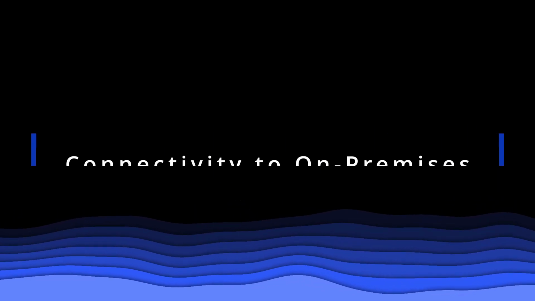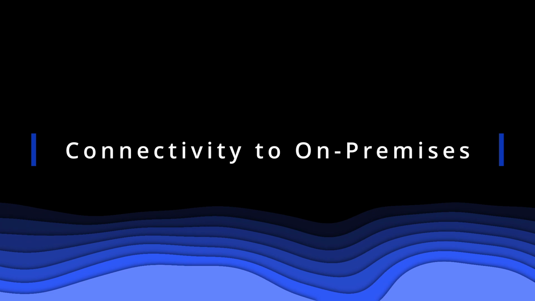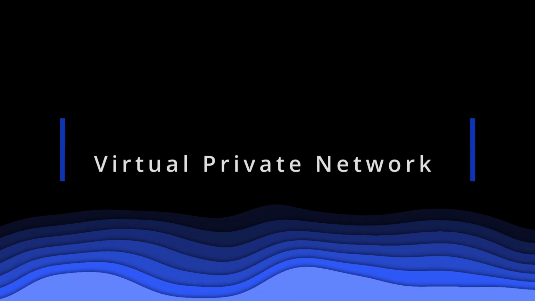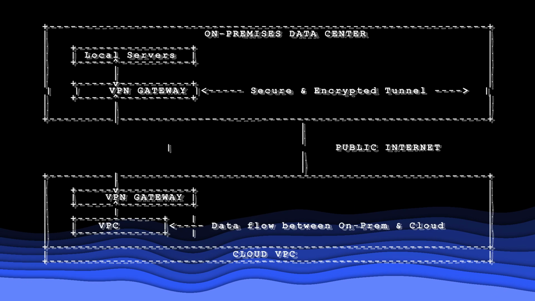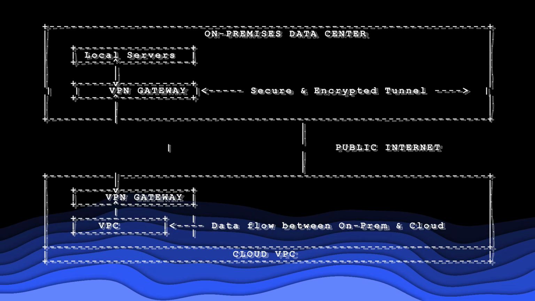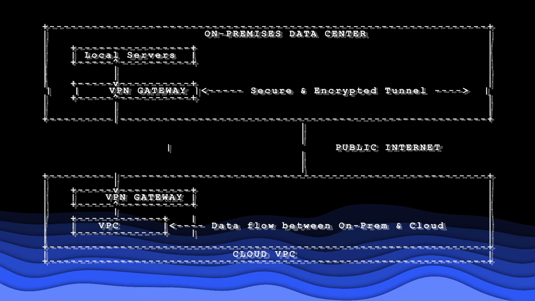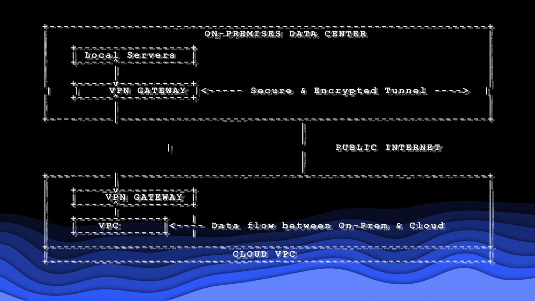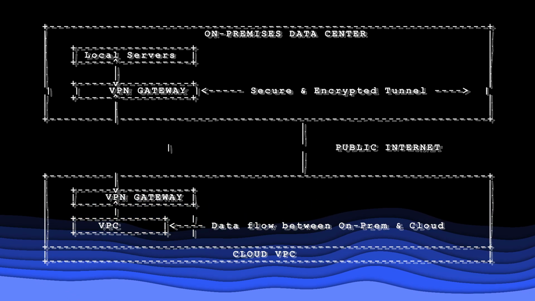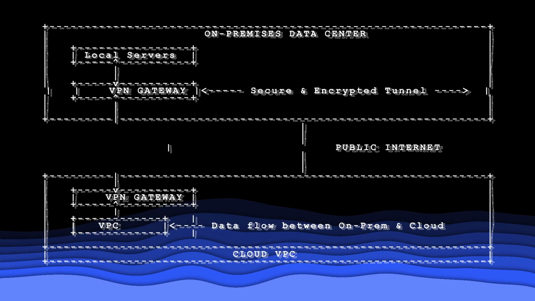Finally, we'll look at connectivity to on-premises. For hybrid cloud architectures, a VPC can be connected to an on-premises data center using virtual private network connections. A VPN establishes a secure tunnel over the public internet, allowing data to flow between your on-premises data center and your VPC in the cloud. It uses encryption and other security mechanisms to ensure that only authorized users can access the network and that the data cannot be intercepted.